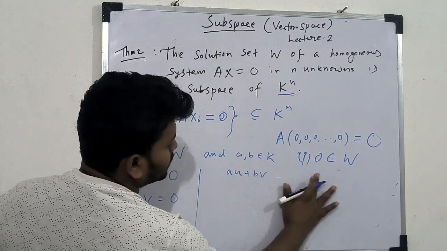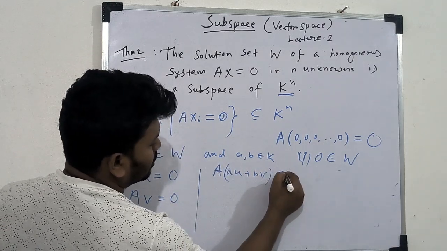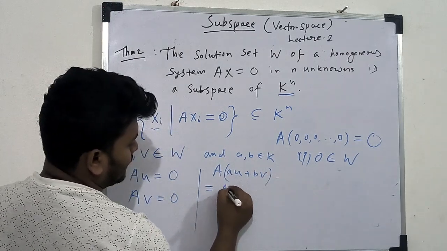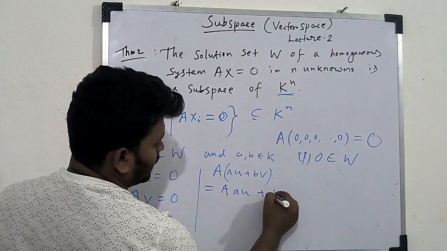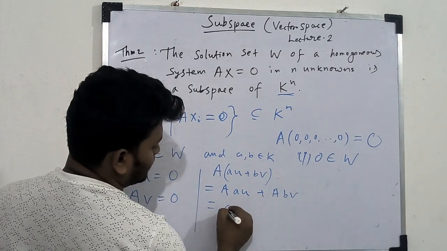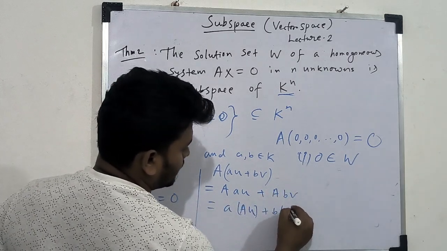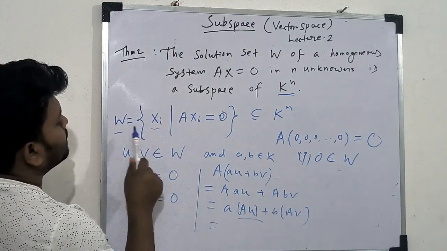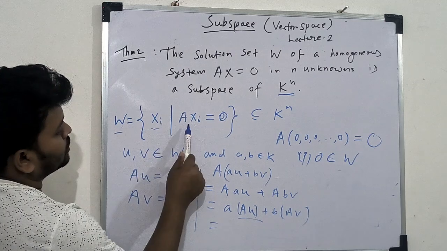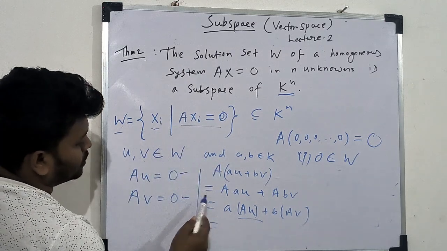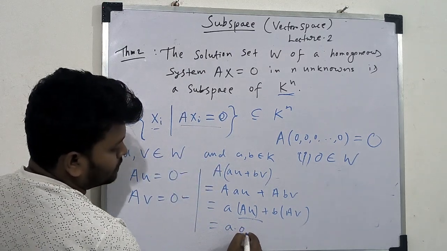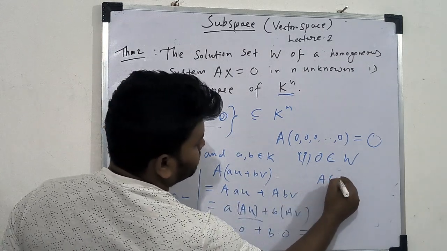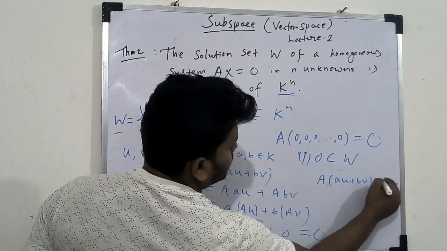To show that, we have to show A times this equal to 0. So now we find this value. This will give you a(Au) plus b(Av). So this is 0 as u, v are elements from this solution space, so this will satisfy this. Therefore we get this 2. So this will be 0, a times 0 plus b times 0. So we get A(au plus bv) equal to 0.